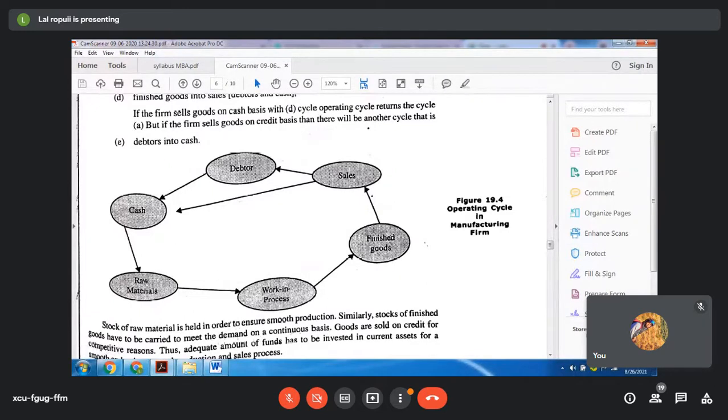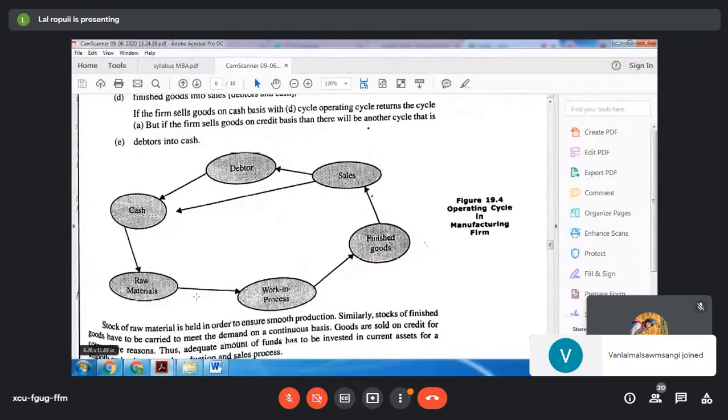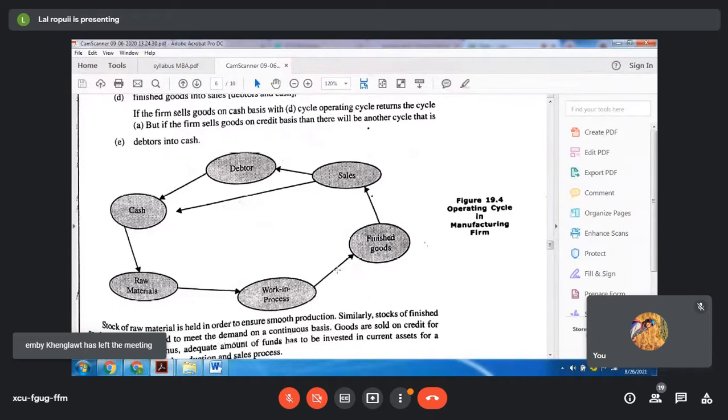For getting raw materials, there will be some time required, and for raw materials into work in progress, there will be lots of time required. Work in progress into finished goods also takes a lot of time, and then from finished goods to sales. So in order to meet these requirements, the firm needs working capital.